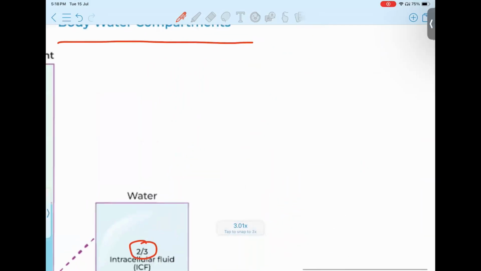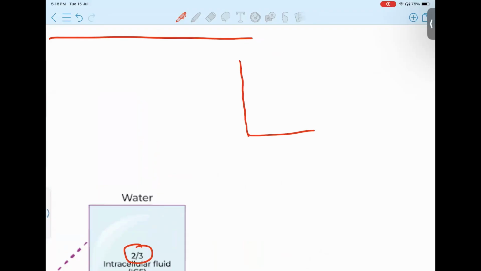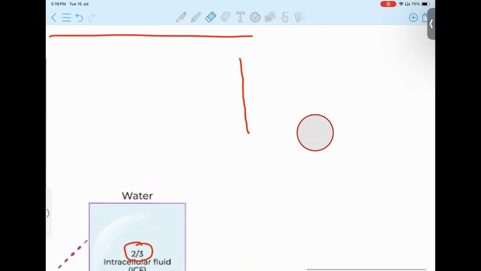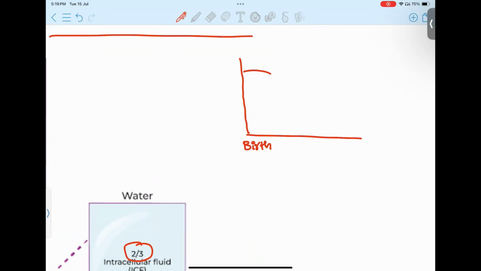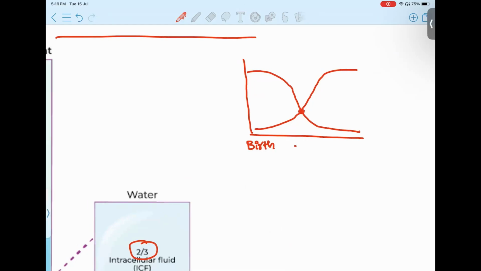But when we human beings are born, we have more of the extracellular fluid. At the birth stage, your ECF is high, and gradually it decreases with age. Your ICF at birth is very low, and it gradually increases with age. But at the coinciding point, 8 to 12 years, it is the same in every patient. So ICF and ECF are equal at what age, guys? At 8 to 12 years of age.